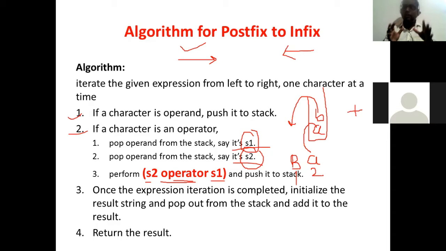So now how are you going to concatenate these two things? How are you going to generate the new string? What is the formula? Write down the second operand first. What came out as second? A. So write down A. Now after that, write your operator. Which operator is it? Plus. So you need to write down plus. Now what is the first operand? The first operand is B. What came out first? B. So the answer is A plus B. The answer is A plus B in infix form.